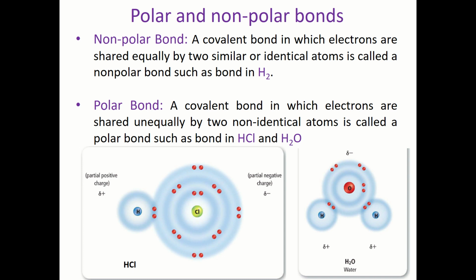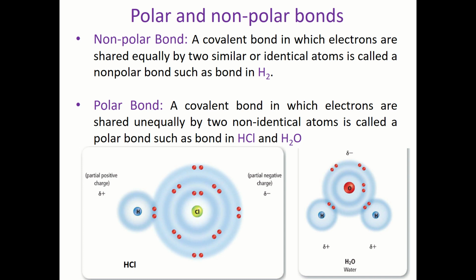So now I want you please to know four important things. One of them is called equal sharing, and then I have unequal sharing. Then I have something called a polar bond and something called a nonpolar bond. So equal sharing will happen if the two atoms are similar to each other, like oxygen, oxygen, nitrogen, nitrogen. That would be equal sharing.